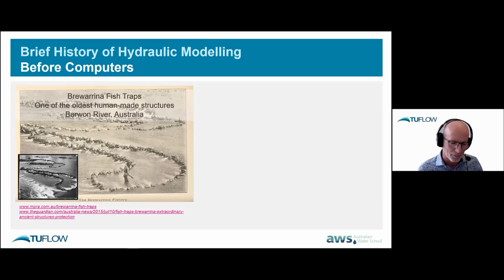And obviously they would have been watching the water, they would have been feeling it, they would have been watching the fish. That wouldn't have just happened with any fancy modeling. They would have designed that by observation and feel.